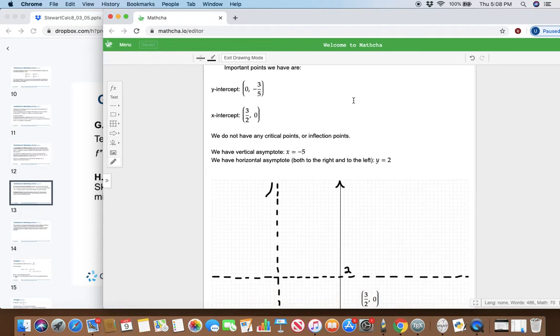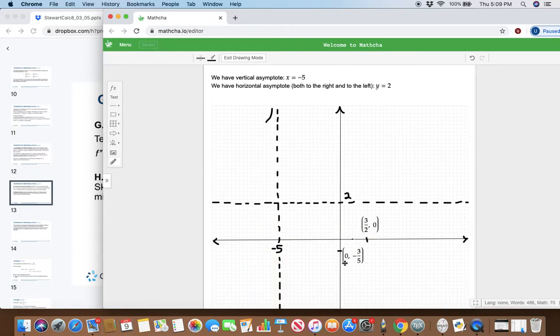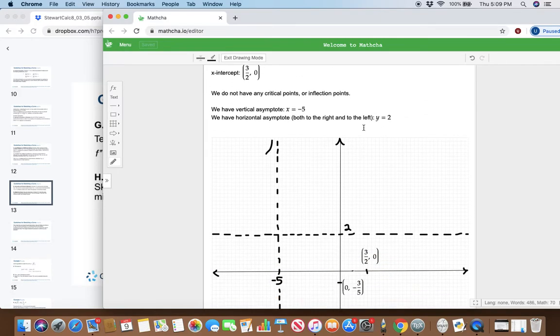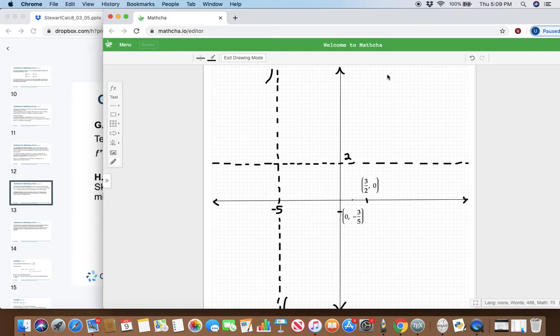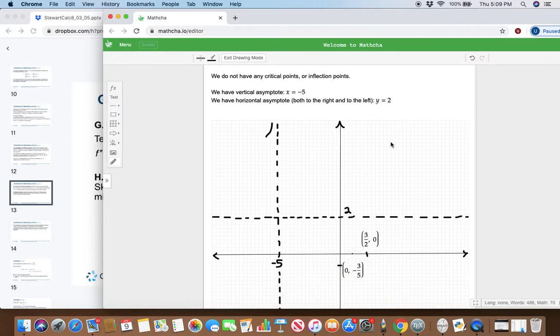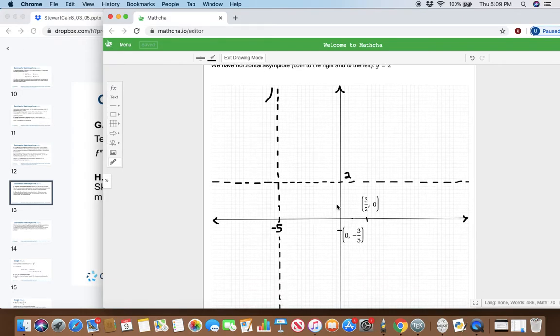We have a y-intercept, (0, -3/5). We have an x-intercept, (3/2, 0). We do not have critical points. We do not have inflection points. We have a vertical asymptote at -5. We have a horizontal asymptote at 2. So these are the things you need to first assemble.